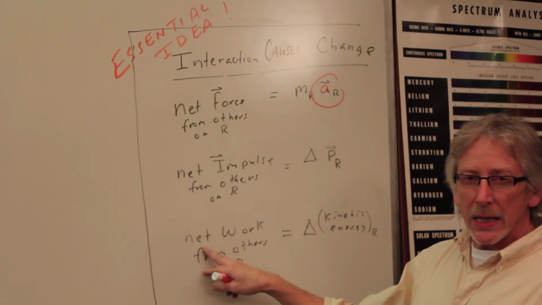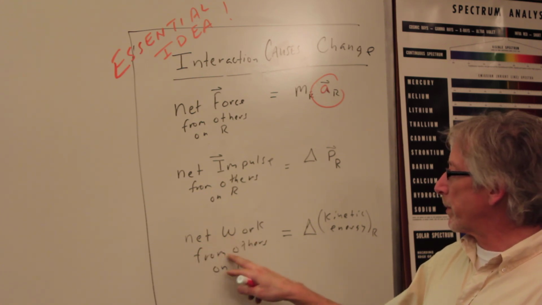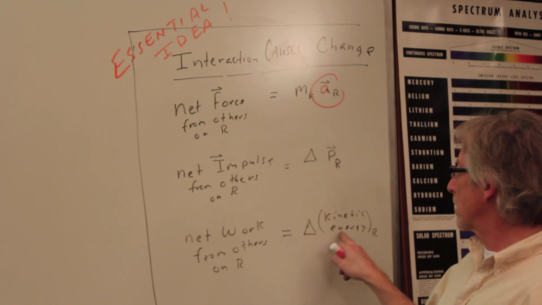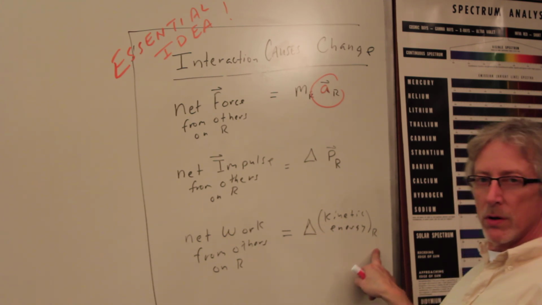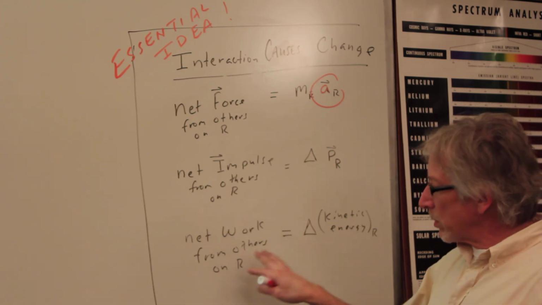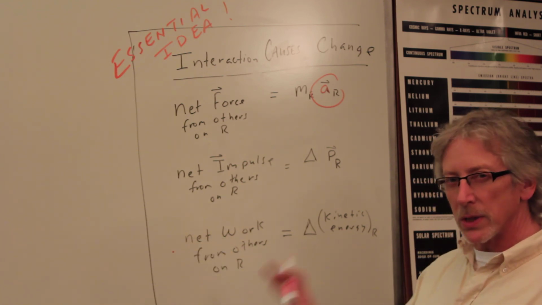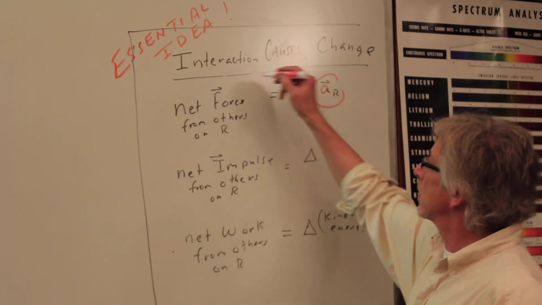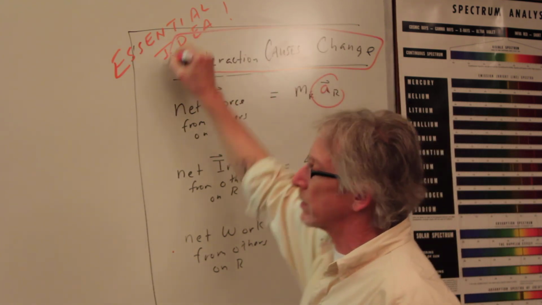And we're also going to look at energy. The net work from other objects on R causes a change in kinetic energy of R. Okay? And we'll have to tinker with that and get that one right. But that gives you a little framework. Interactions cause change. That idea, keep in mind.